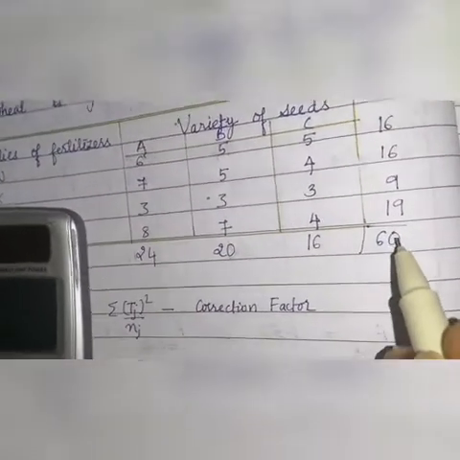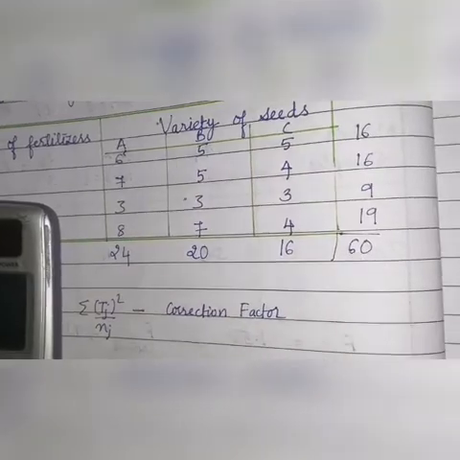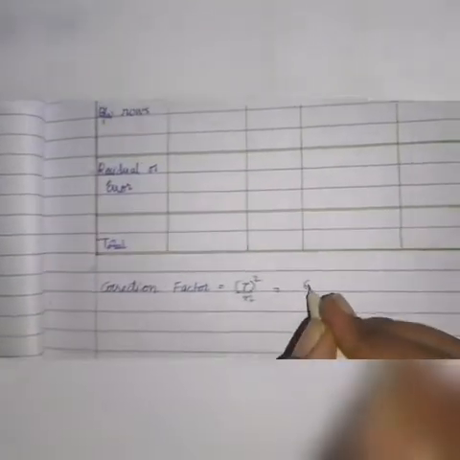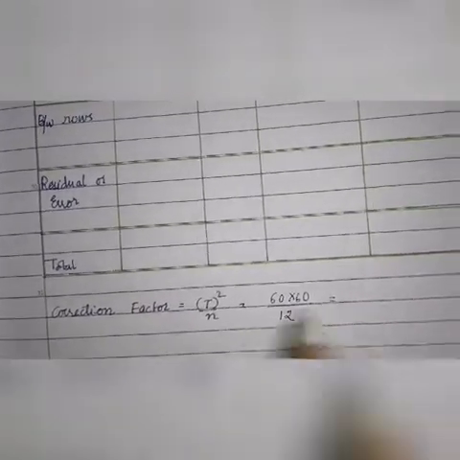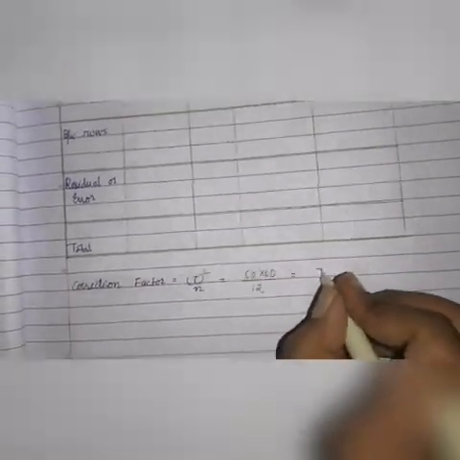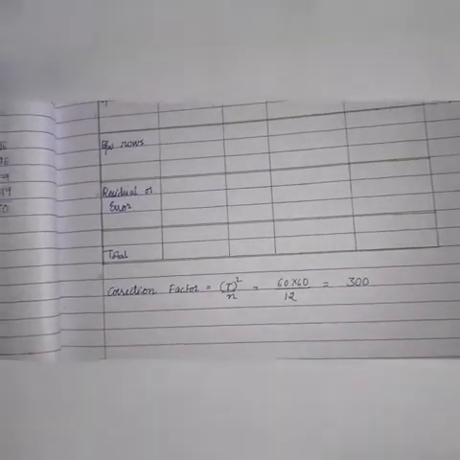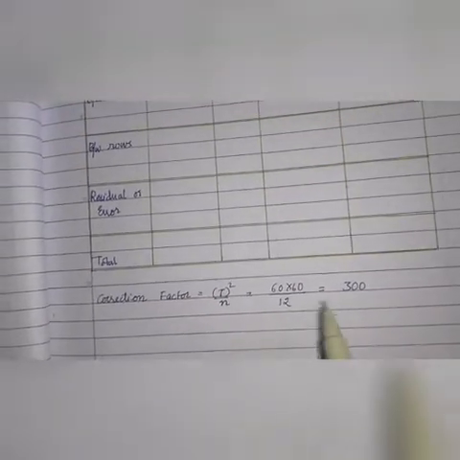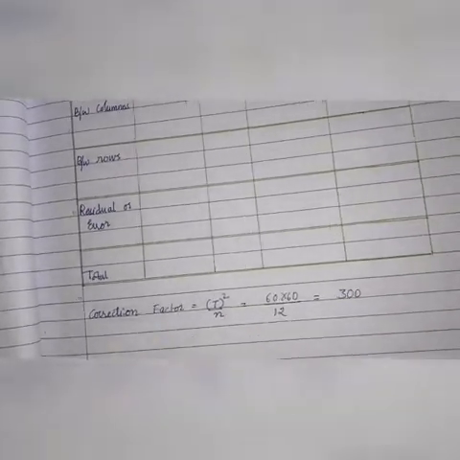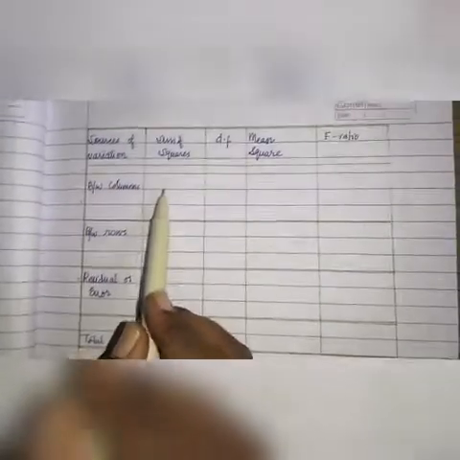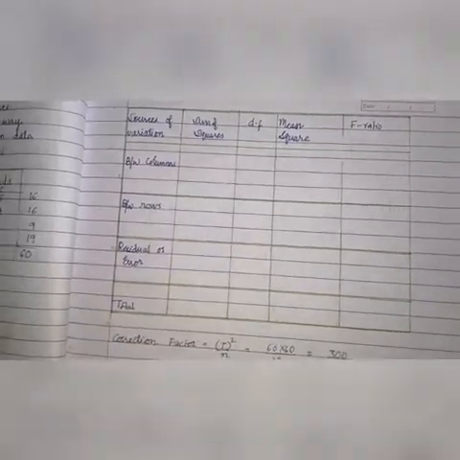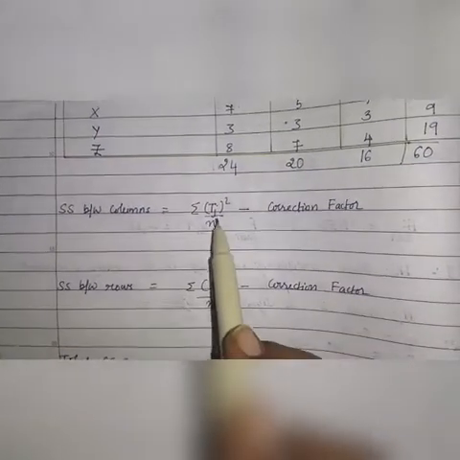So this total we are taking as T. This becomes 60 into 60 by N, which is 12, so T square by N is 300. This is the correction factor. Now, first we are going to check the sum of squares between the columns. Between the columns, the formula is summation Tj square by nj.